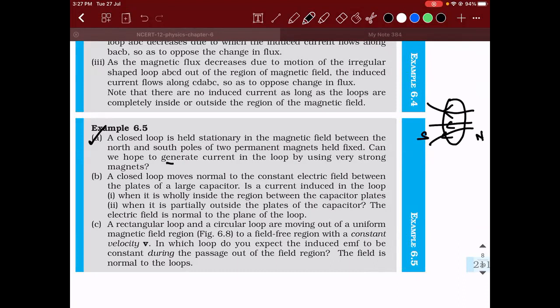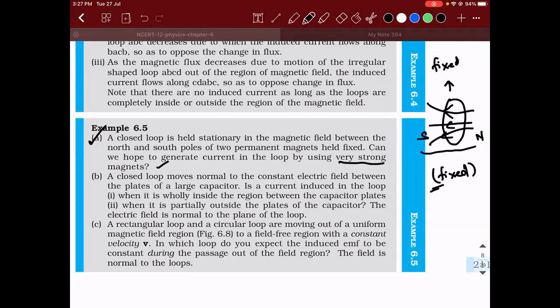Can we hope to generate current in the loop by using very strong magnets? Two important things to be understood here. The coil is fixed. Magnetic poles are fixed. The question is, is it possible to generate current in the loop by using very strong magnetic fields? Means if you use a very, very strong magnet in this kind of scenario, is it possible to generate current?